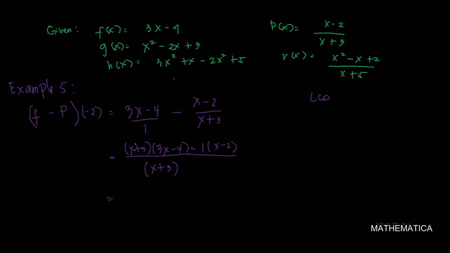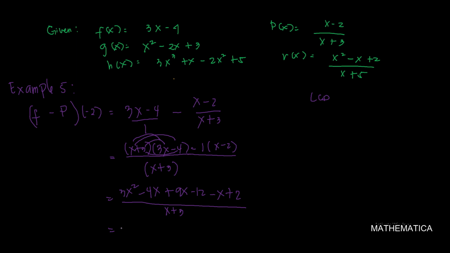Now, let us simplify. So, x multiply by 3x, we will have 3x squared. Then, we have x multiply by negative 4. So, we will have negative 4x. So, 3 multiplied by 3x, positive 9x. 3 multiplied by negative 4, we have negative 12. So, ito naman i-distribute natin. Negative 1 multiplied by x, we have negative x. Negative 1 multiplied by negative 2, we have positive 2 over the denominator x plus 3.